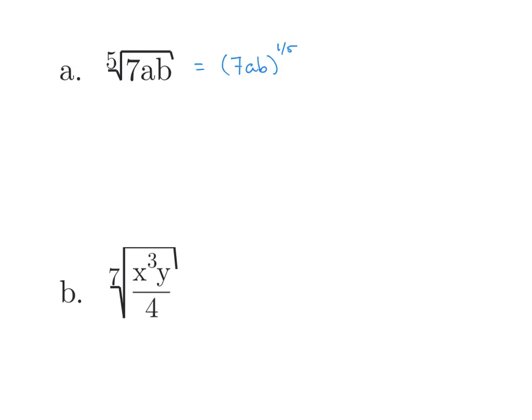All right, b, let's talk about the 7th root of x cubed y divided by 4. And so if we go ahead and move our index up to our exponent, we get to the 1/7. Inside will stay the same, and we just put our index as our denominator for our exponent on the outside.